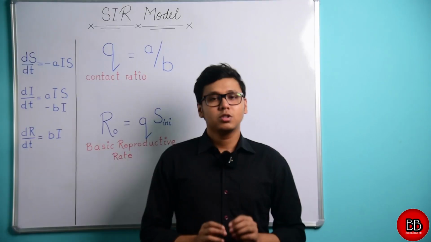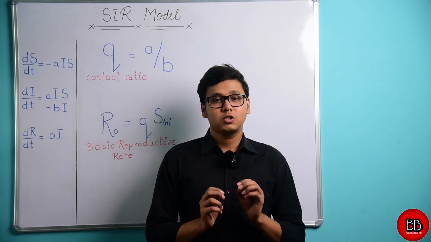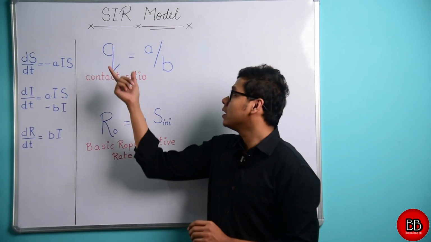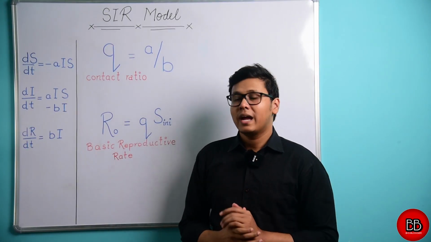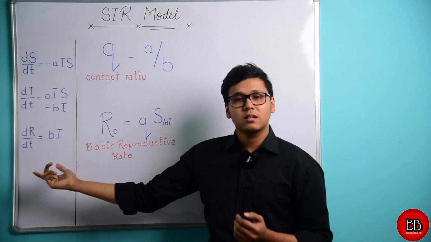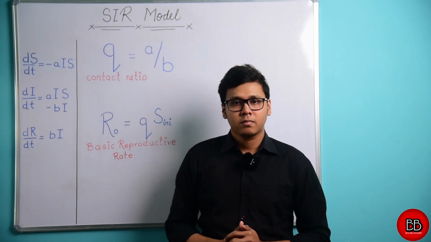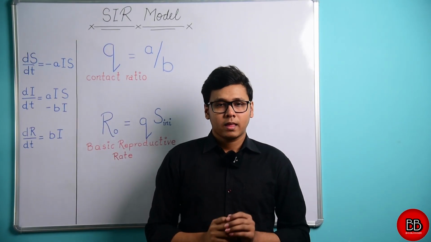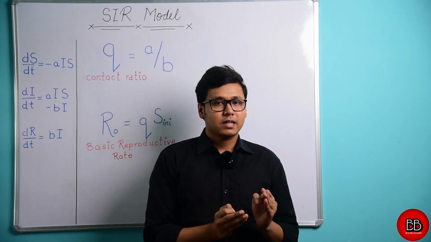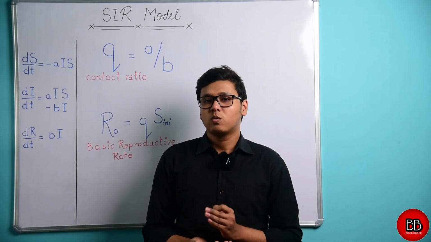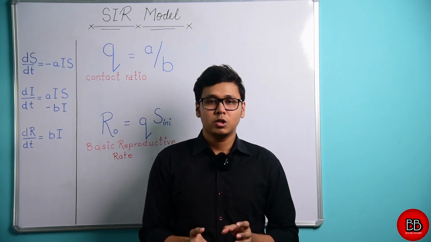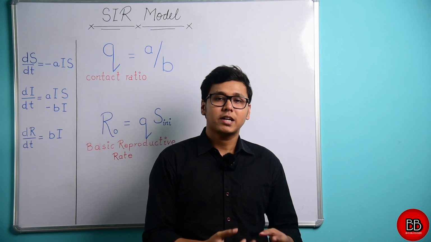Now I am going to introduce two new terms in front of you, and probably the two most important terms to understand the impact of this model. First one is denoted by Q, which is the contact ratio, and it is calculated by the ratio A, which comes from this equation, to B, that is the recovery rate, or precisely the removal rate. Now, what does Q mean? This is a very important statement: Q is the fraction of population that is going to come in contact with the infected people. I am repeating it. Q is the fraction of population that is going to come in contact with the infected people.